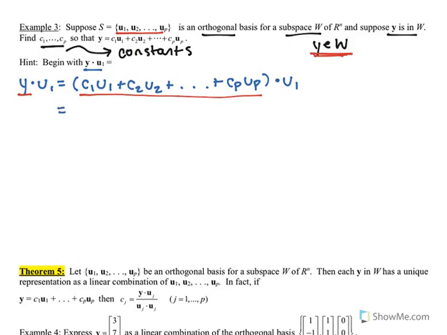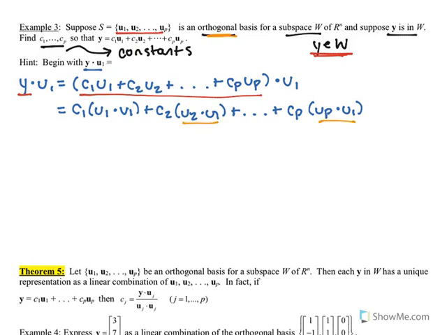But if I apply that here, that means that I can distribute and reassociate at the same time. So c1 u1 dotted with u1, plus c2 u2 dotted with u1, and so on and so forth, until cp up dotted with u1. Now, the most important thing is, this is an orthogonal basis. So any vector in the basis dotted with another vector in the basis, like here and here, should equal 0. So all we're left with is c1 u1 dotted with u1.